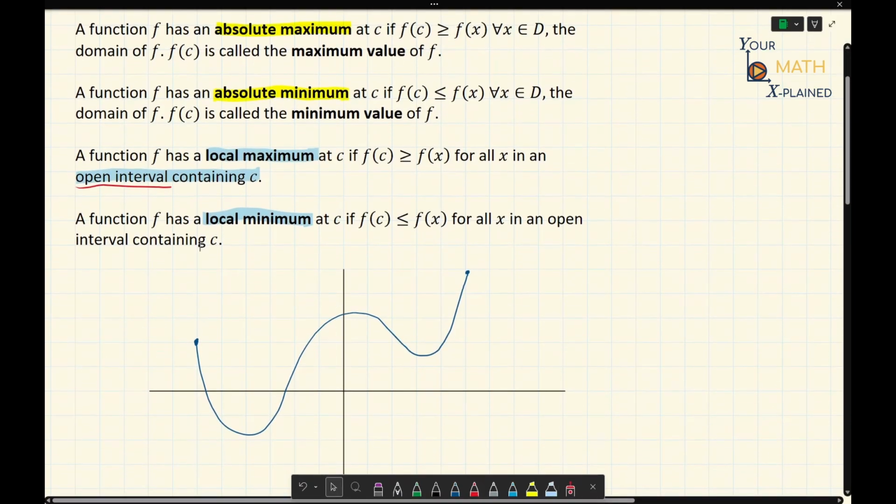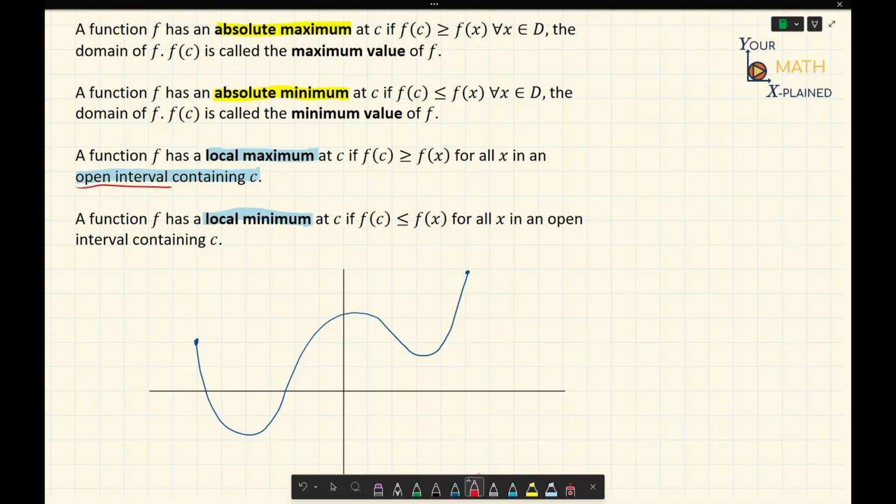So let's take a look at this graph here to see what we're talking about. To find the absolute maximum, all we have to do is look at the entire domain and find our highest point. So in this case, here would be our absolute max. And then the absolute minimum will be the lowest point on the graph, which would be this point right over here. So this would be our absolute min.